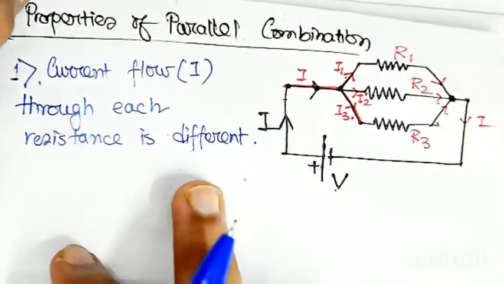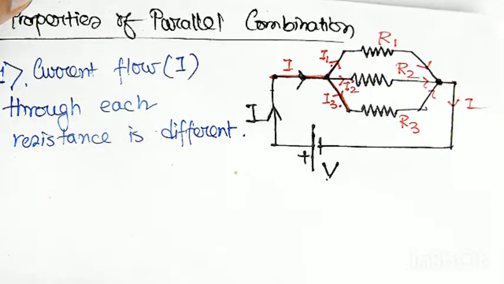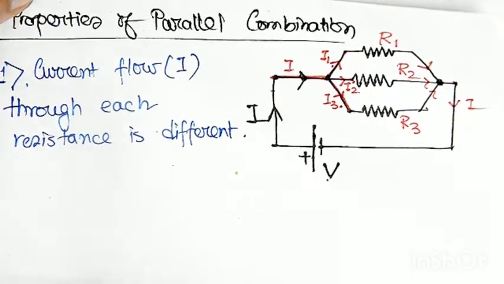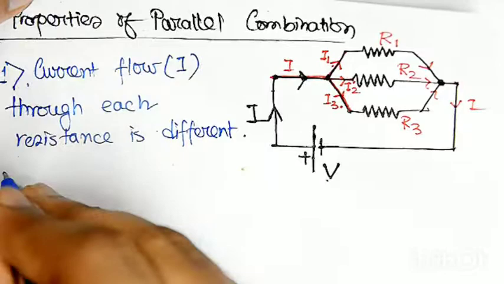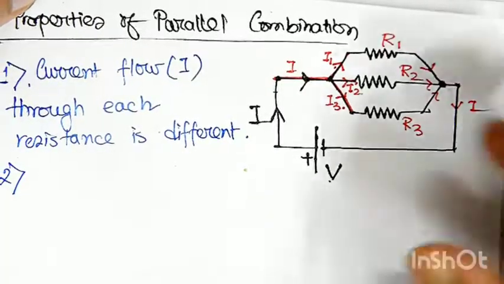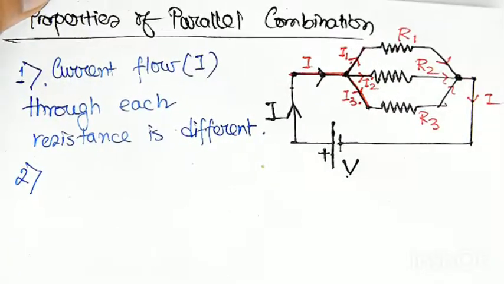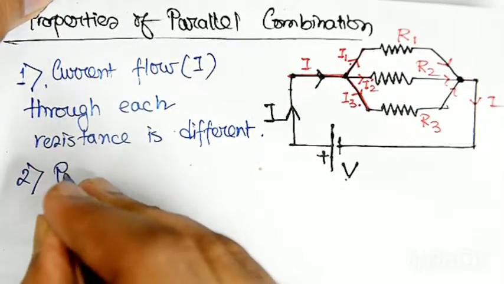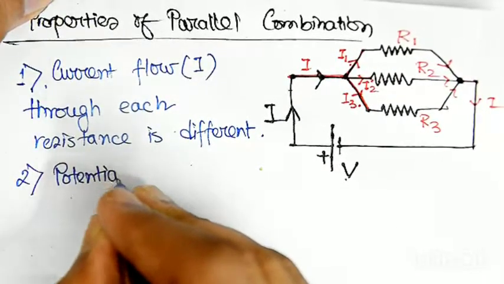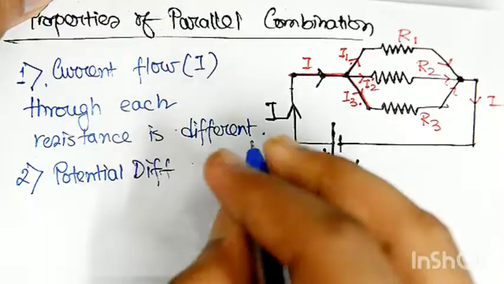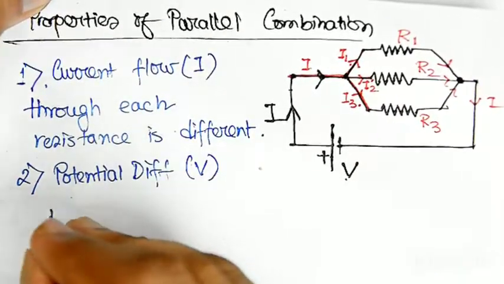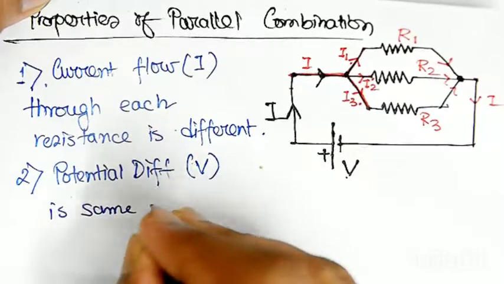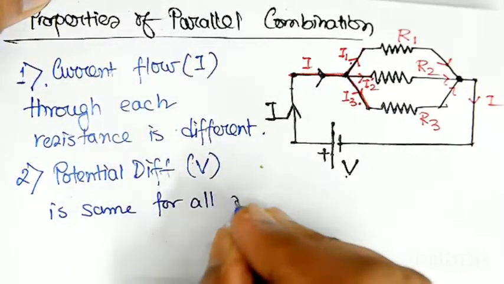Clear? Current flow through each resistance is different, but they are in series connection. The potential difference was different, but here the potential difference is the same for all resistors.